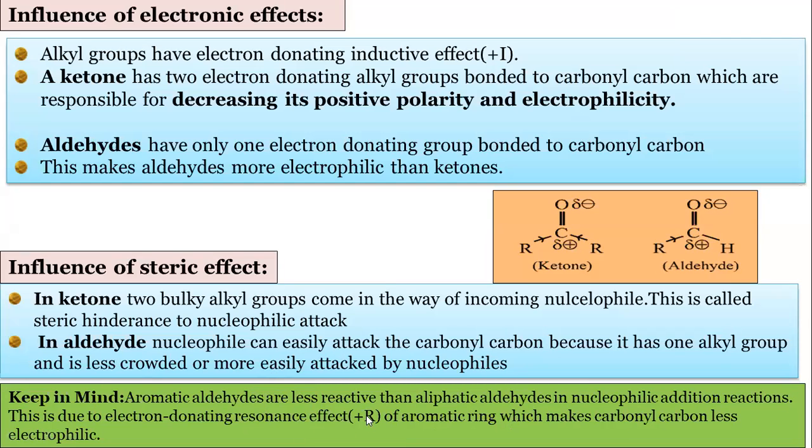So what is happening? The aromatic groups are electron donating, with a plus R effect. See, I am explaining why aromatic aldehydes are less reactive than aliphatic aldehydes. In the case of aliphatic aldehydes, there are R groups, and in the case of aromatic aldehydes, there are Ar groups. These aromatic groups give electron density. Due to the electron donating R effect, the carbonyl carbon becomes less electrophilic. That means the carbonyl carbon gets a negative charge, because the aromatic ring is electron donating.